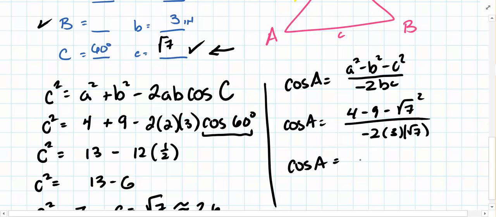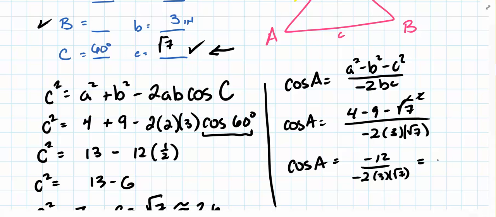Okay, 4 minus 9 minus 7, what do you got? Negative 12. Negative 12 over negative 2 times 3 times square root of 7. So when you plug all this stuff in, what do you get? Okay, you get 0.76 and some change, right?